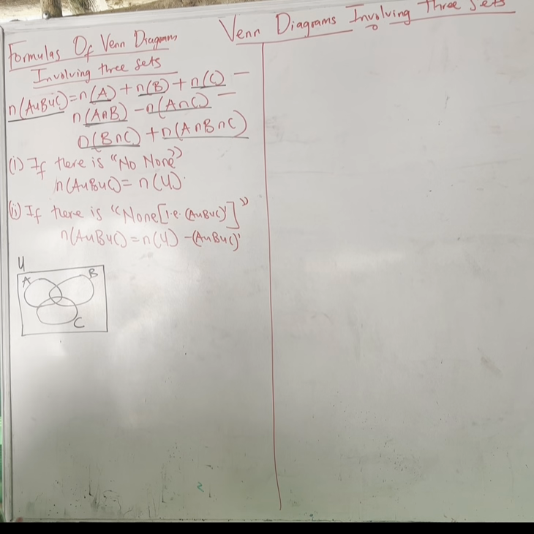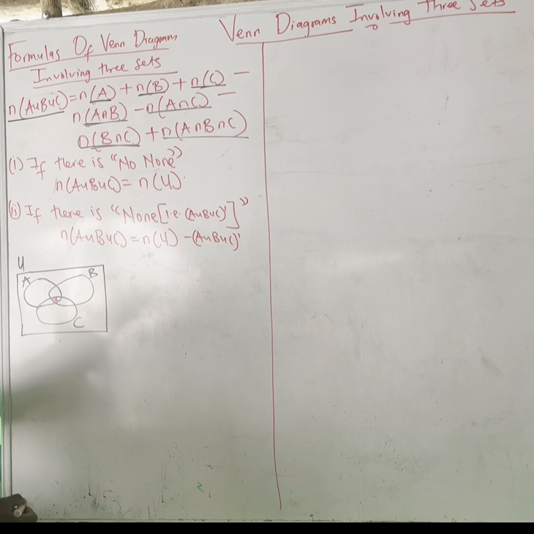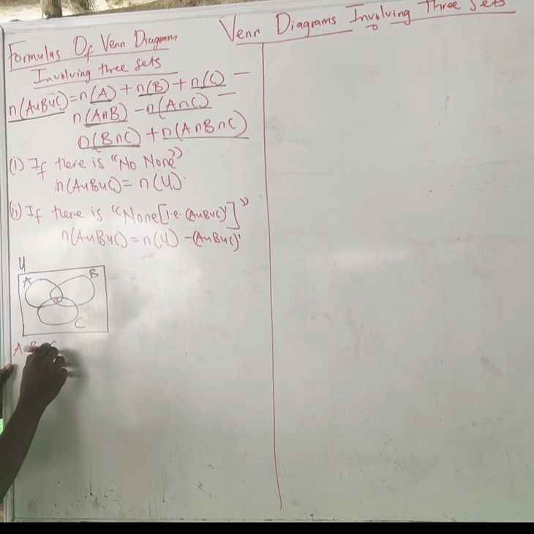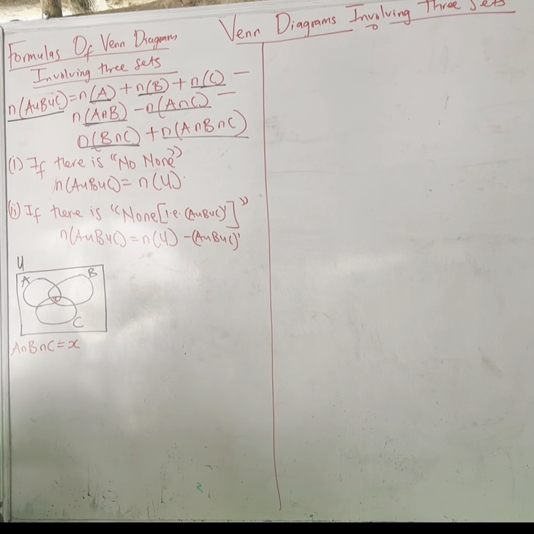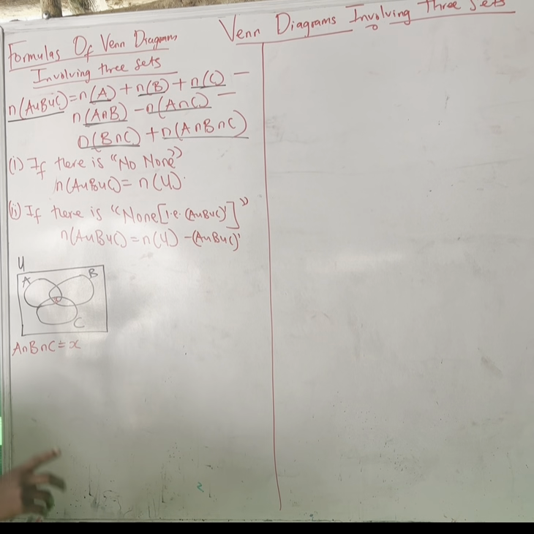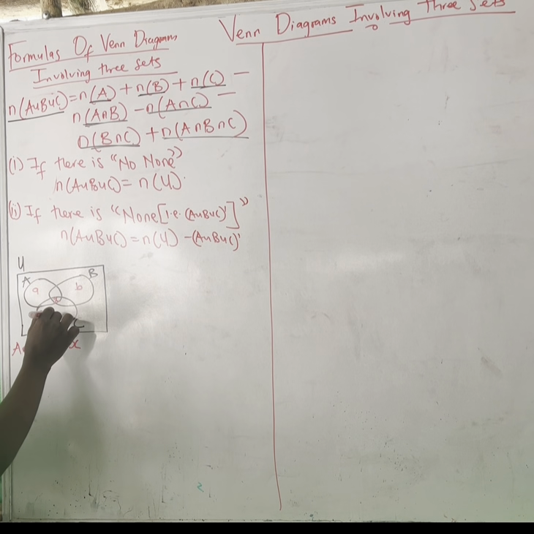Are you there with me, guys? You see, this center part is for X, and that is for the intersection of A, B, C. So therefore, I can say that A intersection B intersection C is equal to X. Whenever you are solving a Venn diagram question, we always start from the center. Another thing you have to understand is that I can represent this big part as A, this as B, this as C.